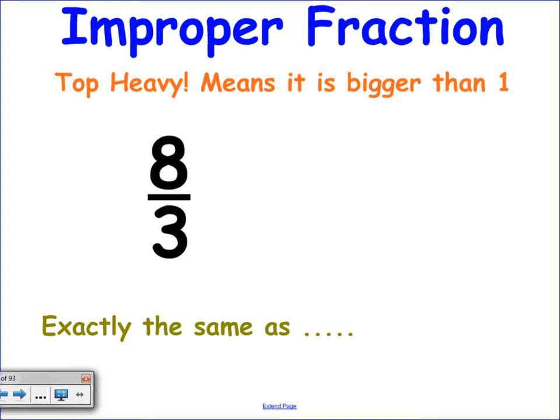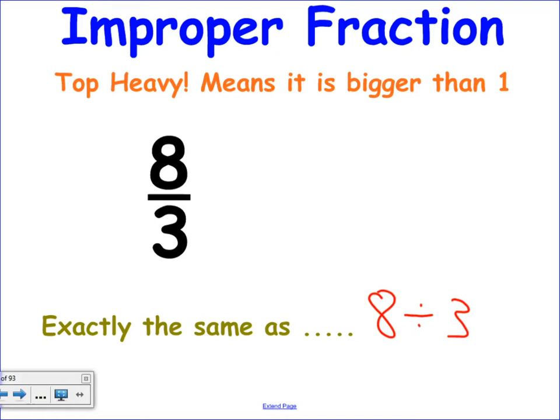Now, I say it's a top-heavy fraction. What does that mean? 8/3. What did we say earlier that a fraction is in mathematics? It's an easier way of writing 8 divided by 3. It means this. So when I say it's an improper fraction and it's top-heavy, all I'm saying is I'm dividing 8 by 3. So let's do that.